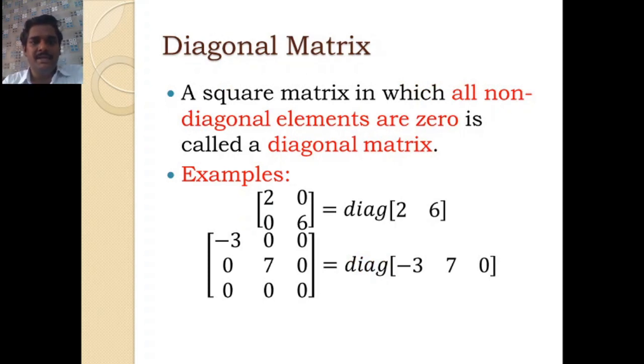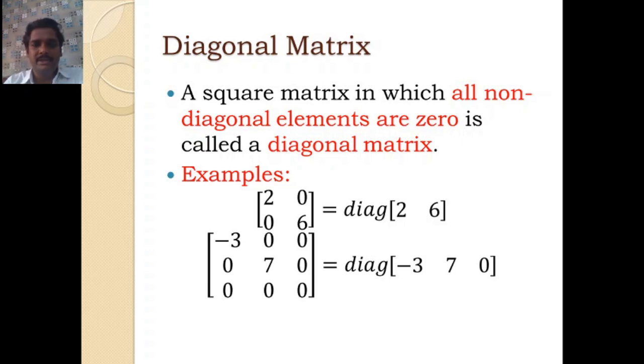The next type is diagonal matrix. What is a diagonal matrix? A square matrix in which all non-diagonal elements are 0 is called a diagonal matrix. In this type, first of all, you should have a square matrix. The next thing is all non-diagonal elements are 0. It's talking about only non-diagonal elements. That has to be 0. What about the diagonal elements then? Can have anything on the diagonal.